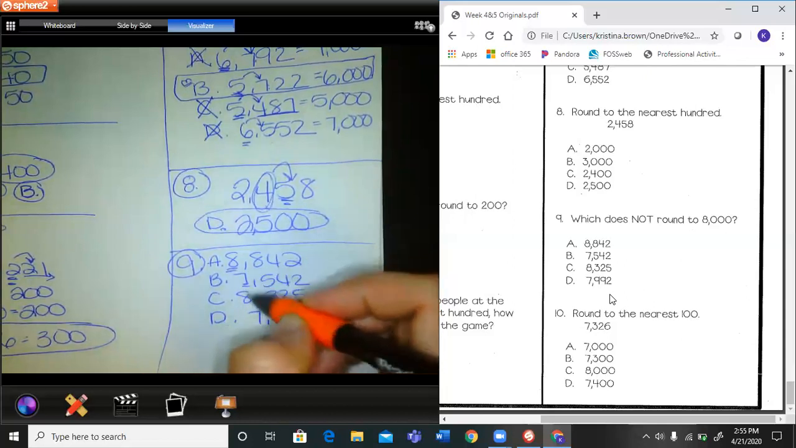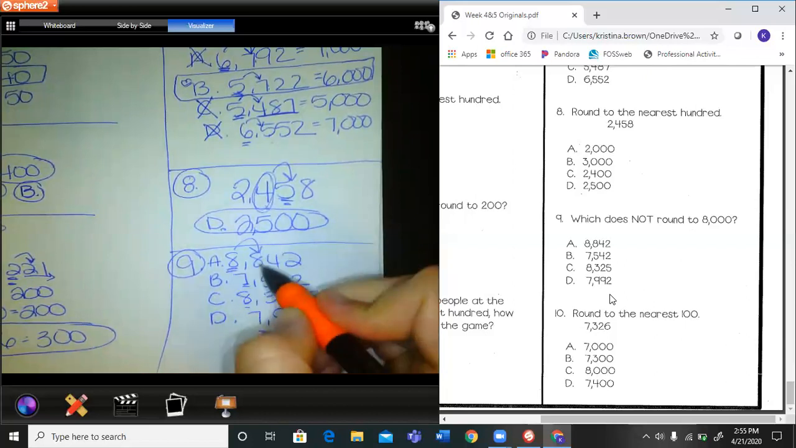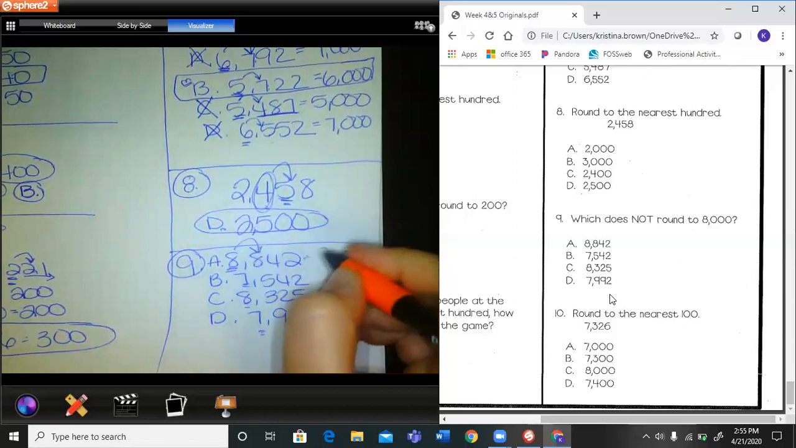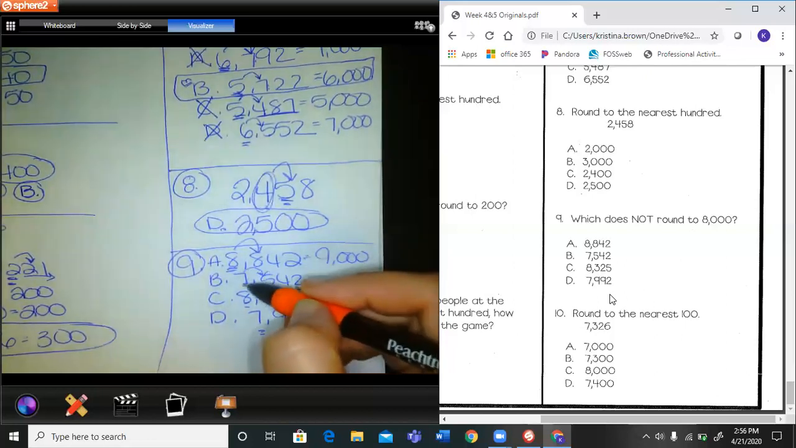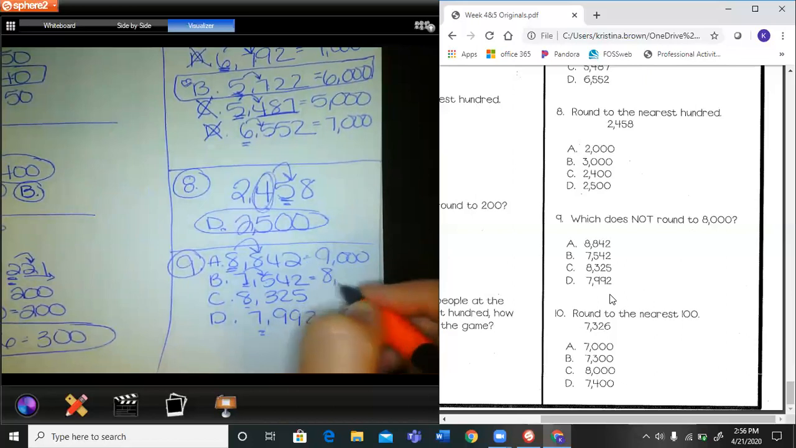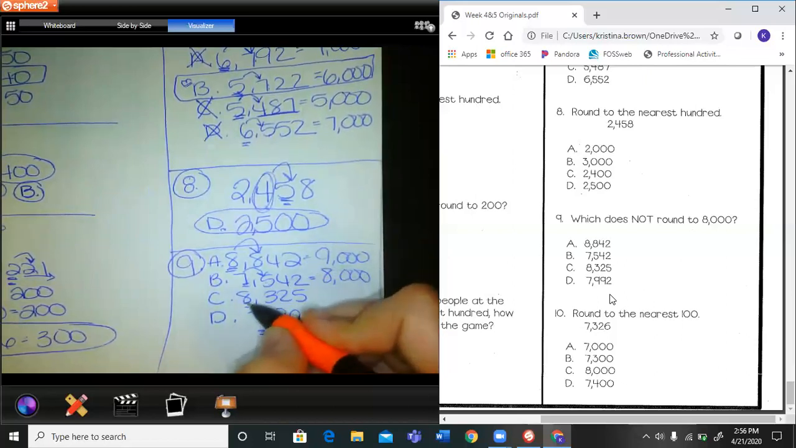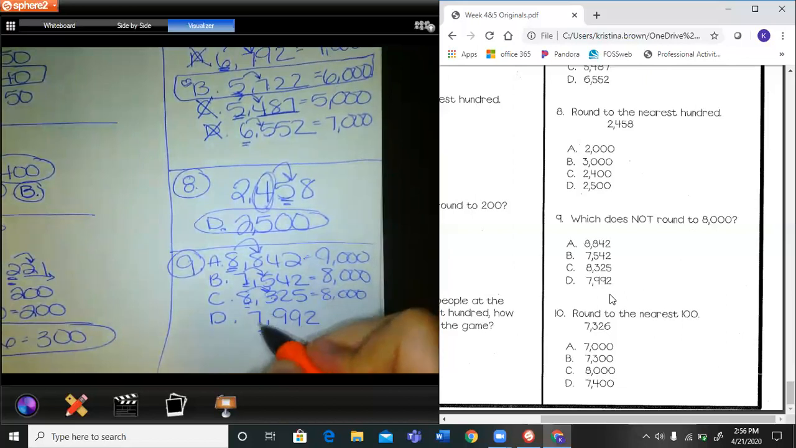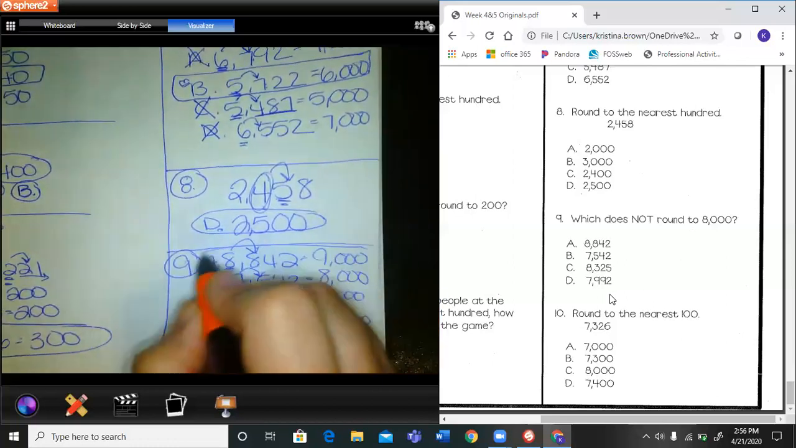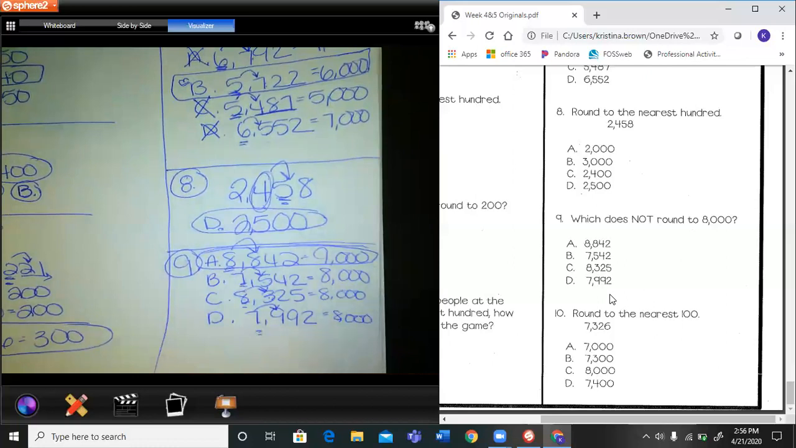So we're going to be looking at our thousands place on each of these. Find my number, look to the right. 5 or more, raise the score. So this one's going up to 9,000. Find my number, look to the right. 5 or more, raise the score. So the 7 is going to become an 8. Find my number, look to the right. 5 or more, raise the score. 4 or less, let it rest. This is a 3, so this 8 is going to stay the same. 7, looking at a 9. 5 or more, raise the score. So this 7 goes up to an 8. So which one does not round to 8,000? Your answer should be A, because A rounds to 9,000. The other 3 round to 8,000.